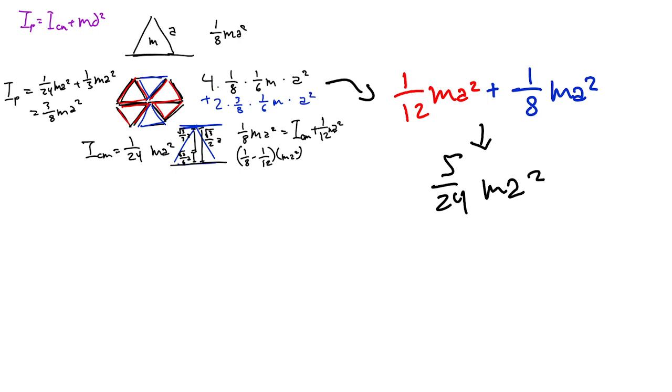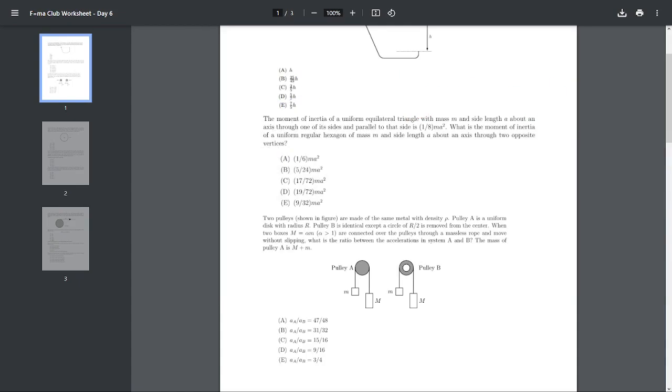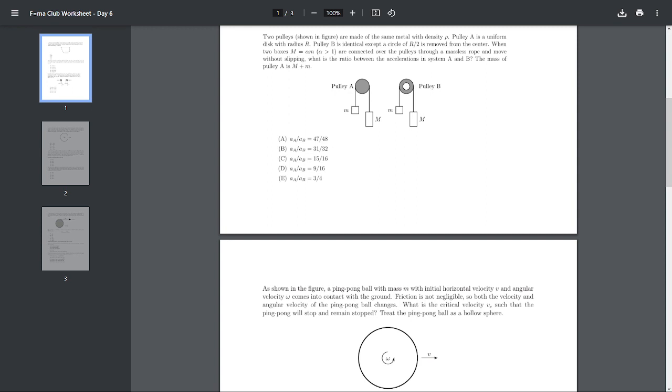All right, and so if we look back at the correct screen, we're going to see that that's going to give us option B, which is going to be 5/24 ma squared, right? Yeah, these are going to be really hard. I'm sorry, this is just a really hard unit. But we're on to the next problem now.